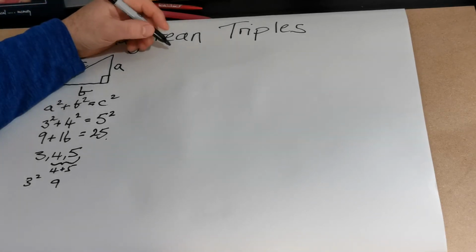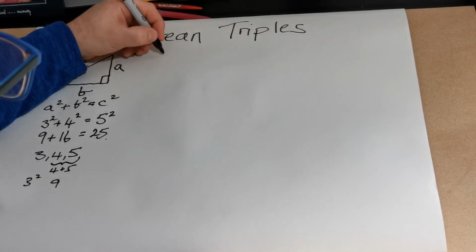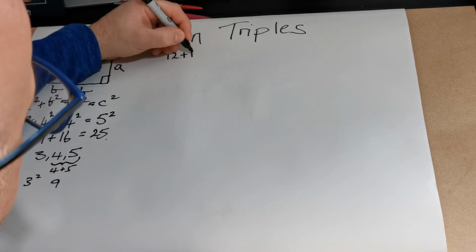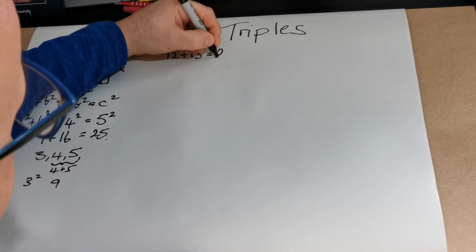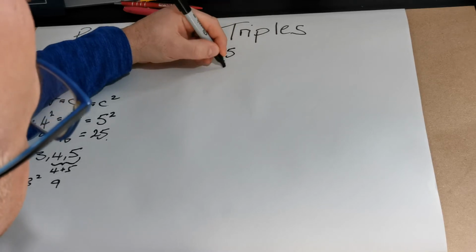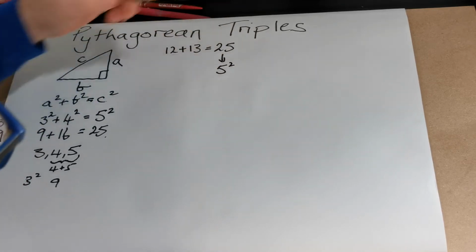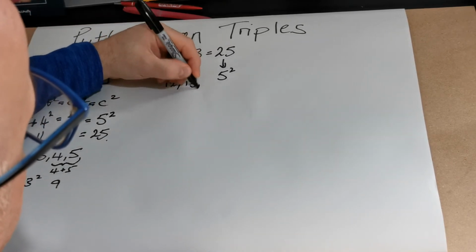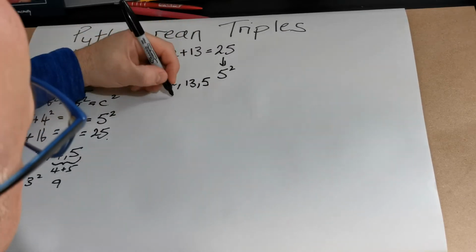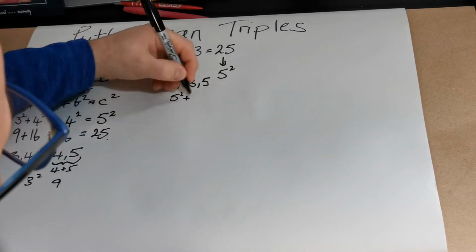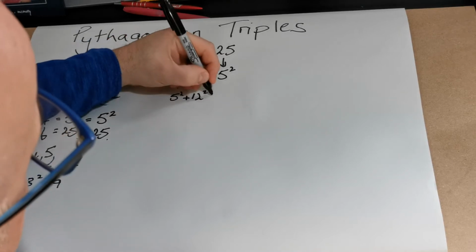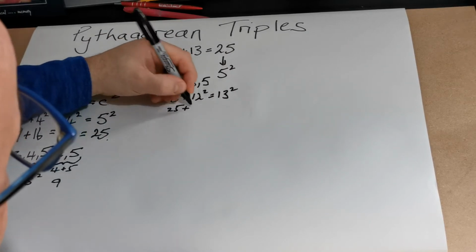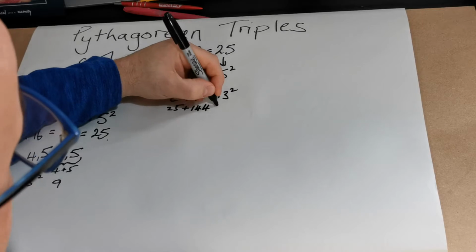So for example, if I pick 12 and 13, 12 add 13 is 25, and that is 5 squared. So a common Pythagorean triple would be 12, 13 and 5, and that is because 5 squared plus 12 squared equals 13 squared, or 25 plus 144 is equal to 169.